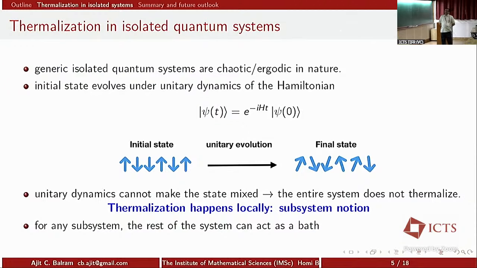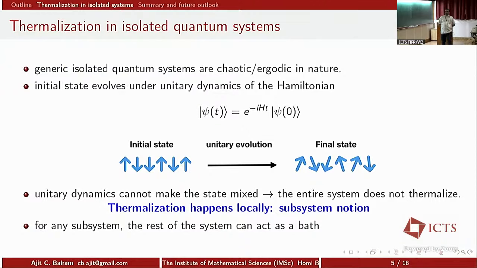Okay, so what about quantum systems? Similar to classical systems, generic isolated quantum systems are also chaotic or ergodic in nature. But because Hamiltonian evolution is unitary, the initial state information always remains, because psi of t is just e to the minus iHt acting on psi of 0. So here thermalization is actually a subsystem phenomenon.